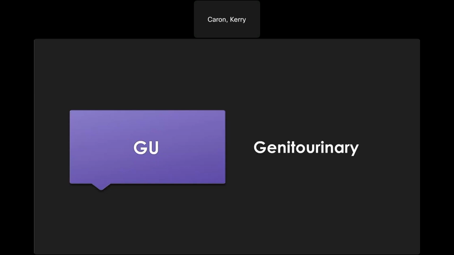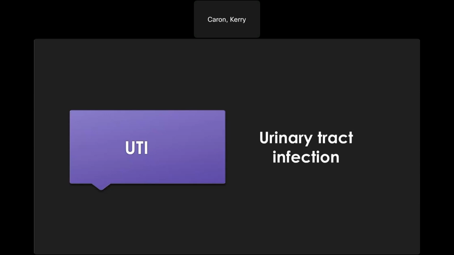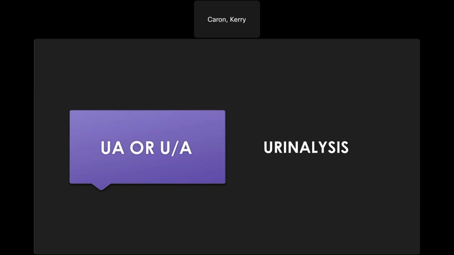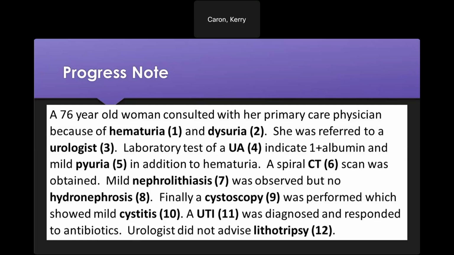GU, similar to GI, but not quite. GU is referring to genitourinary, or the genitals and the urinary system, genitourinary. UTI is urinary tract infection, not to be confused with URI, or upper respiratory infection. A UA or U/A refers to urinalysis. It's a lab test.